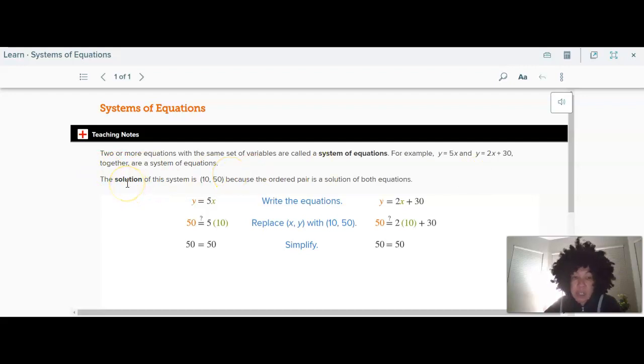Now, the solution of this system, in this case, is (10, 50) because this point works in both equations. So something is a solution to the system if it works in both equations. If I plug in 10 for x here and 50 for y here, then we get both sides equal to each other. If I plug 10 for x here, 50 for y here in this equation, it works for this one as well. So again, a solution of a system works in both equations, and a system of equations is just two or more equations, basically.